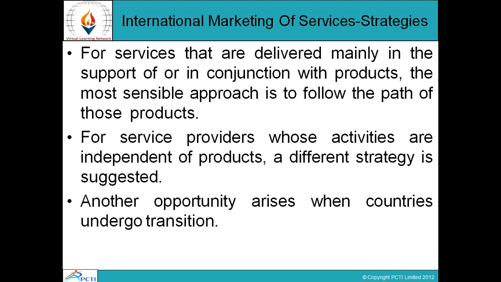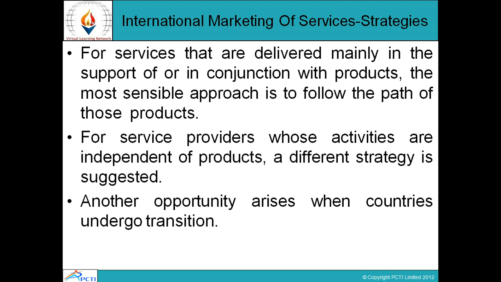For years, many large accounting and banking firms have done so by following the major international or multinational clients to places where they had set up new operations. Right? There are service providers whose activities are independent of products. A different strategy is suggested. What is this? It is advisable for such service firms to search for institutions abroad that are similar to those in the domestic market.